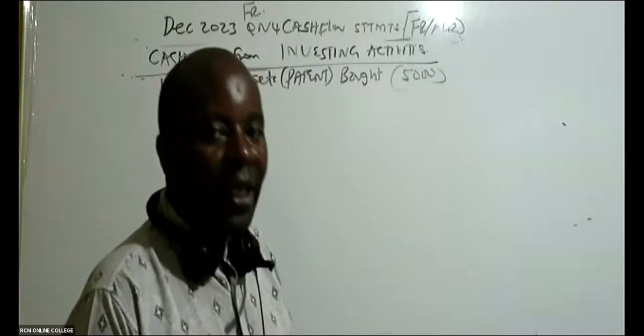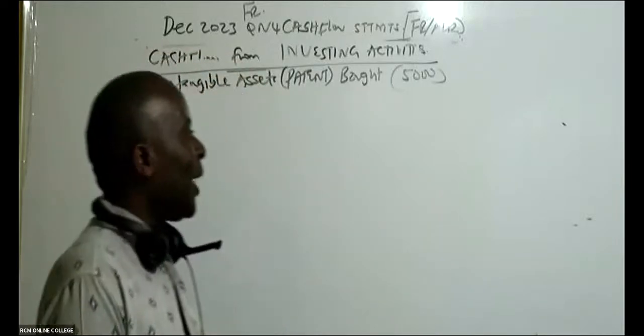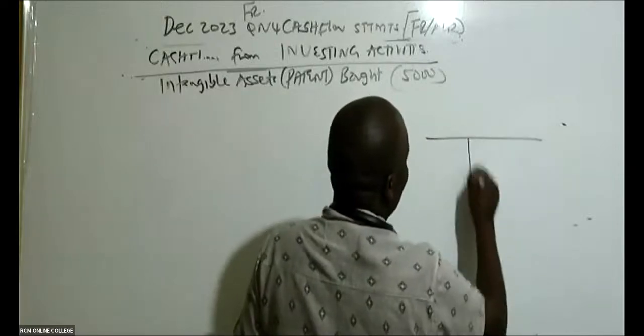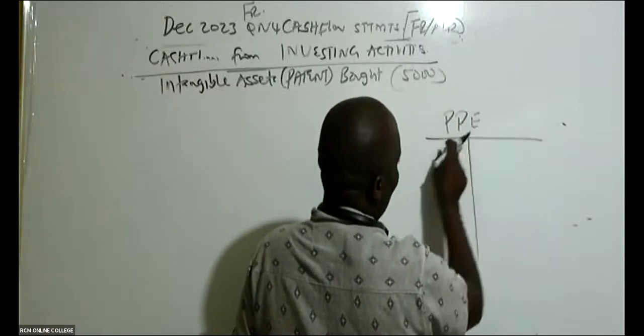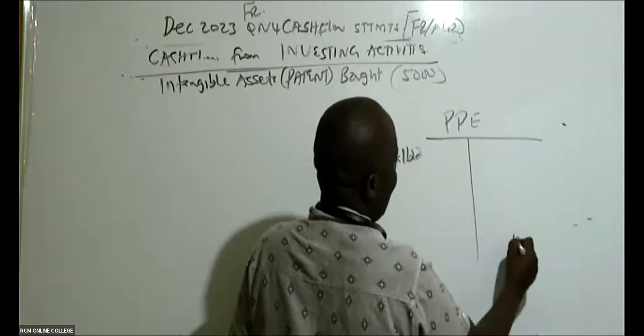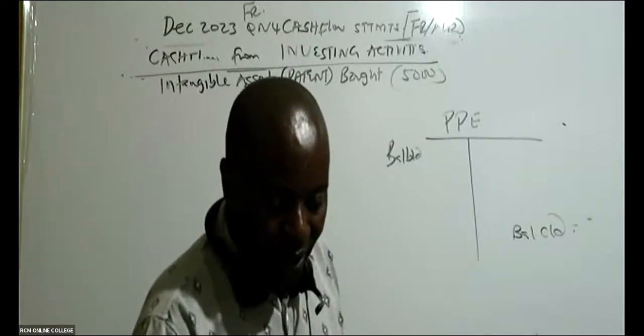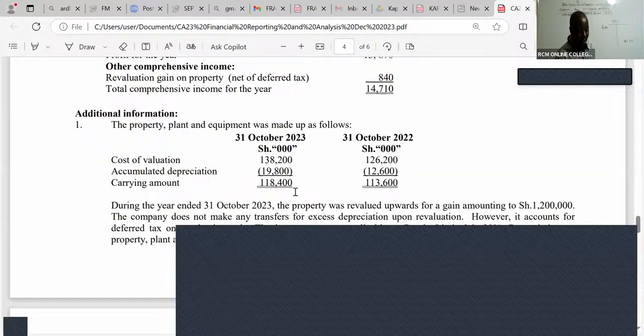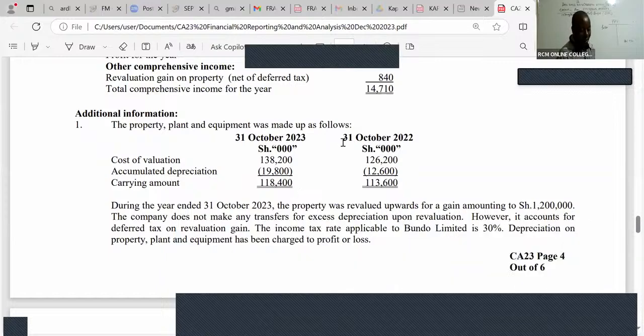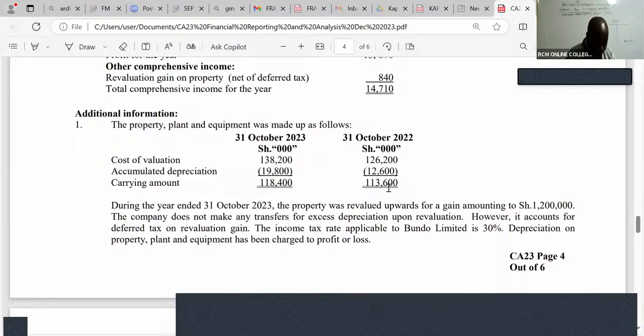Ladies and gentlemen, after that, the other investment I'll think about is the property, plant, and equipment. So come and give us property, plant, and equipment. This is an asset. So I'll say balance brought down here, balance carried down here. Track this in your balance sheet. Actually, it's even given here. You can see the property, plant, and equipment were made as follows. You can see 2022, the brought down is 113,600.